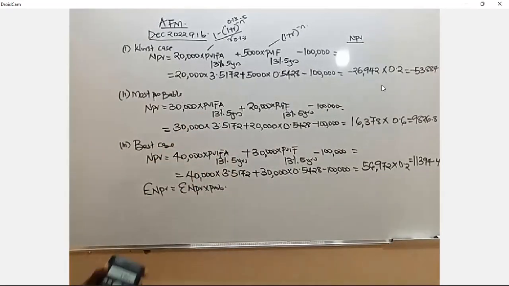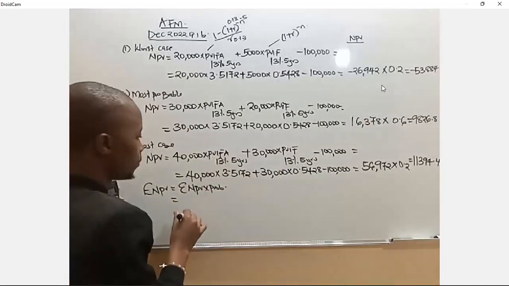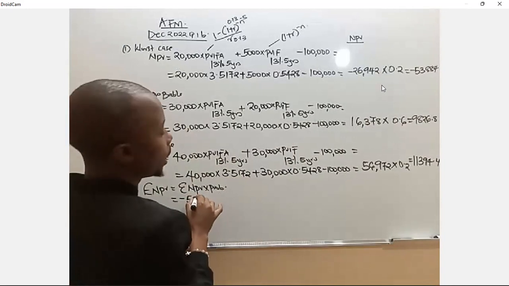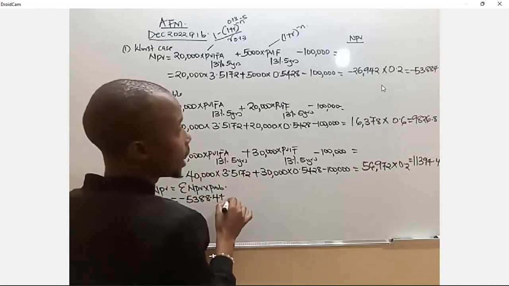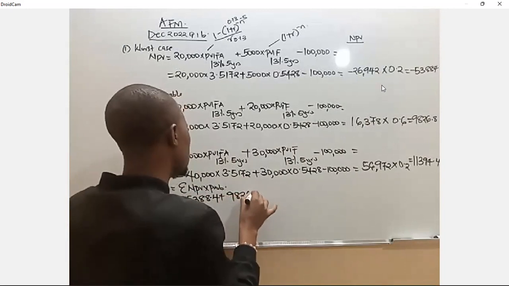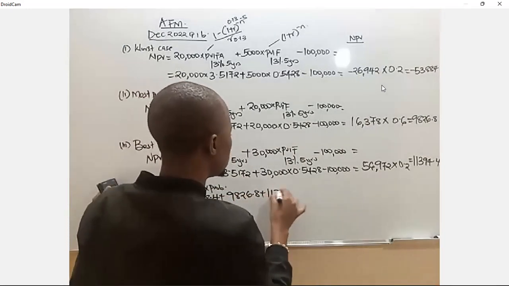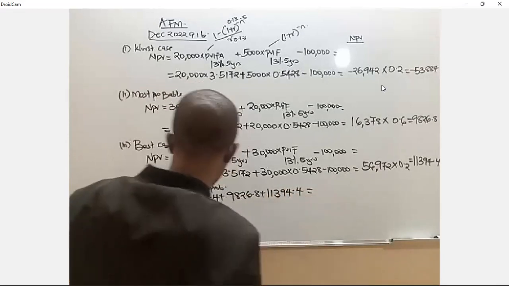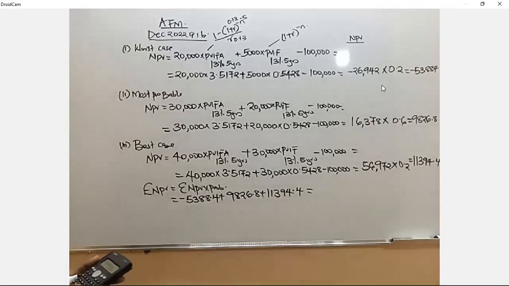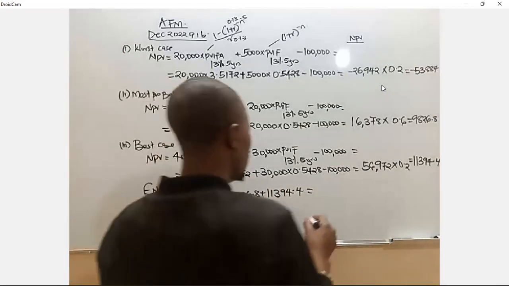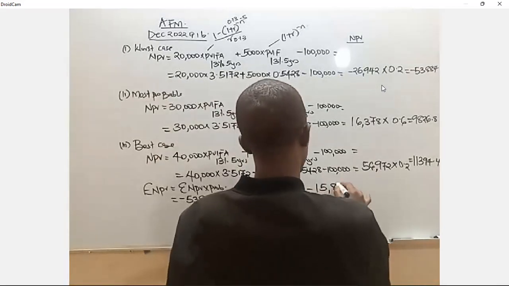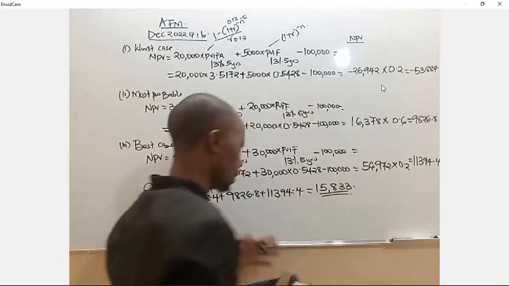Once I get those answers, what am I supposed to be doing? I'm supposed to take the summation of those answers: negative 5,388.4 plus 9,826.8 plus 11,394.4. So how much are we getting as our NPV? We should be getting something closer to 15,833. 15,833 is our expected NPV.